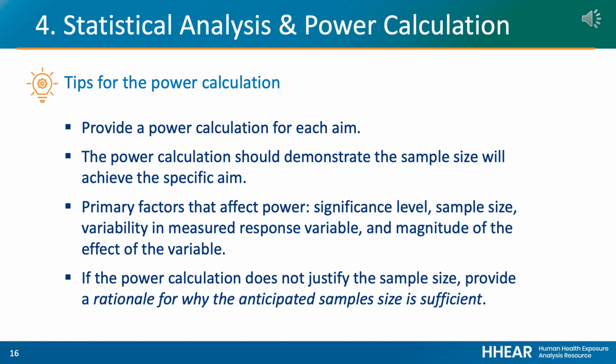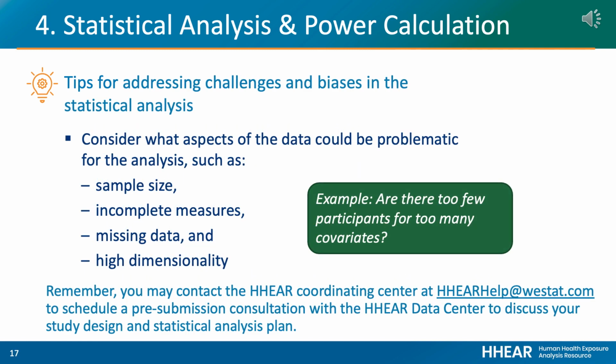In the last section of the statistical analysis plan, you should explain any aspects of the data that could present challenges or biases in the statistical analysis. These could include sample size, the number of covariates, incomplete repeated measures, missing data, or high dimensionality. Also note that examples and additional information can be found on pages 20 through 22 of the example application.